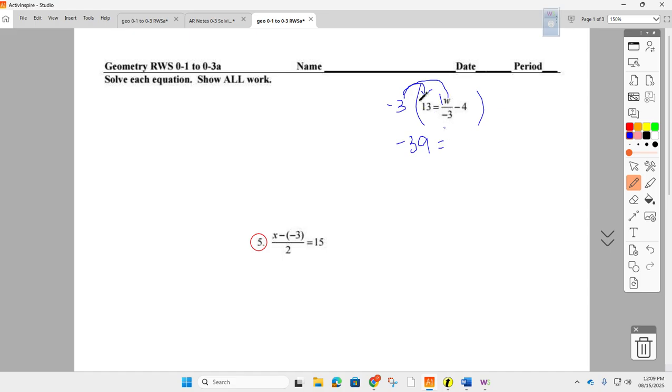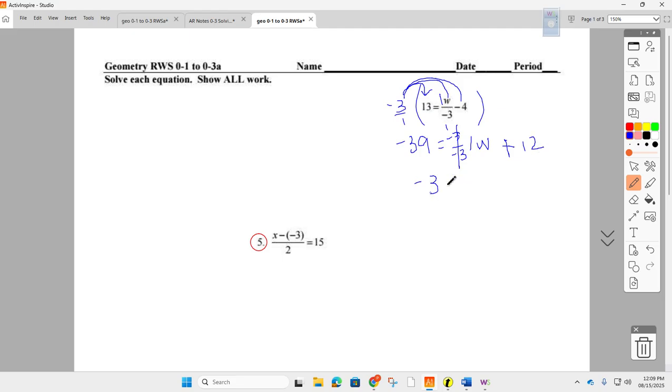So that's -3 over, what's that everyone? Over -3. What's -3 divided by -3? It's 1, right? Anything you divide a number by itself is 1, and that leaves us just 1W. 1W minus -3 times -4, so it's not actually minus, it's plus 12.